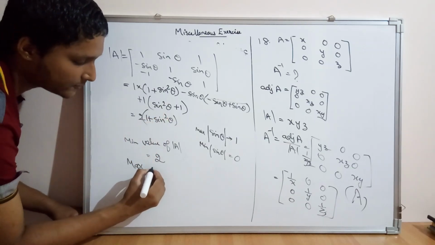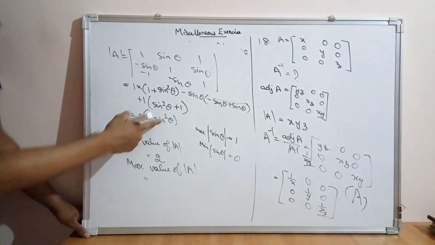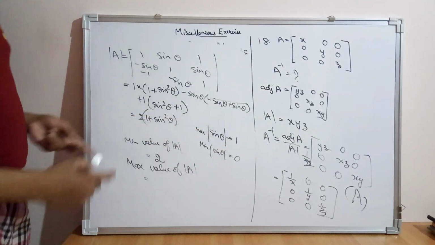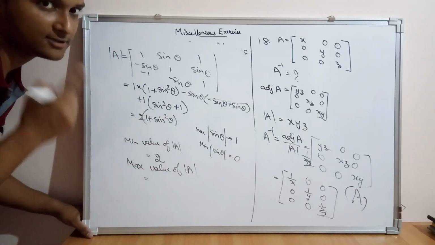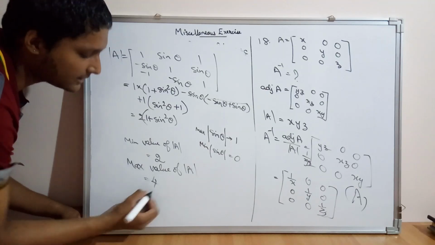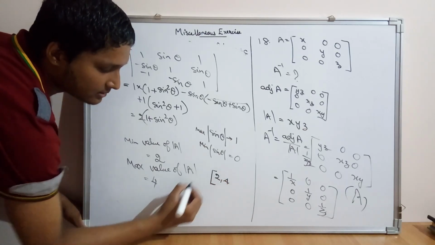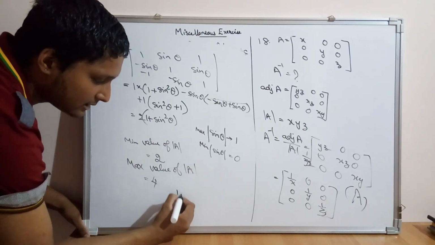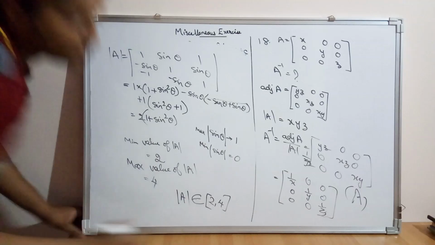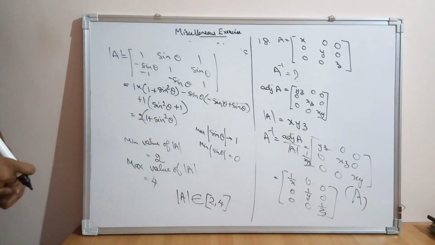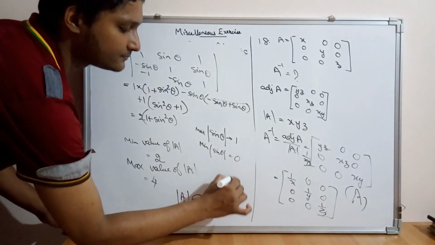Then what about the maximum value? Maximum value of determinant of A is when sin theta is equal to 1. When sin theta is equal to 1, it is going to be 2 into 1 plus 1, 1 plus 1 is 2, again 2 into 2 is 4. That means the value of the determinant belongs to the set of real numbers from 2 to 4, inclusive of both. That's all about this. So this corresponds to option D.